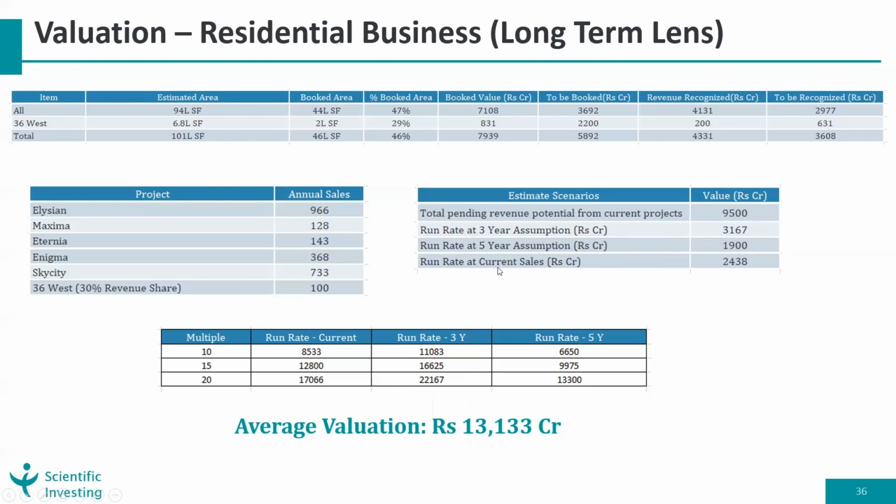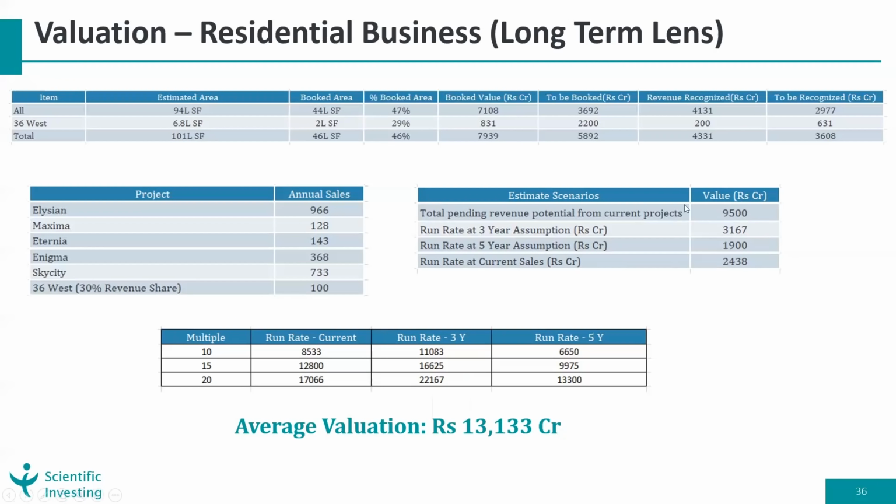And then there's the current year run rate. This is the annual sales of each of the current projects. If they can maintain this run rate, then they will be able to do almost 2,500 crore revenue per year. This is the kind of revenue they generate on a per year basis. So I have taken this revenue rate, and they work on a 35% margin, which is a number established from the last 5 to 10 years of data.